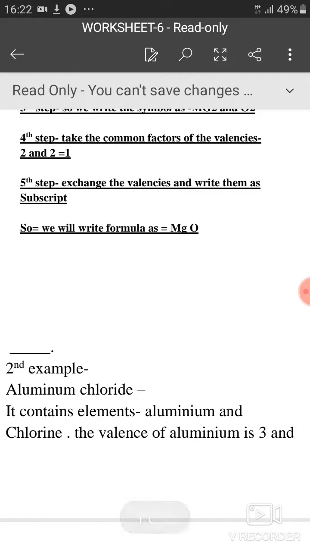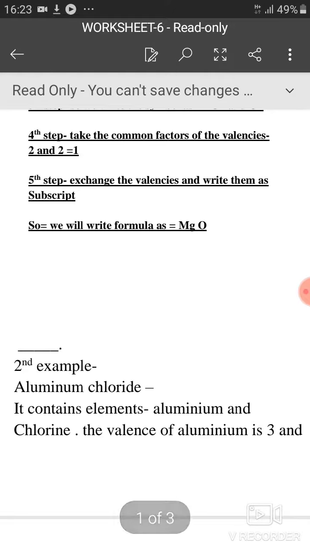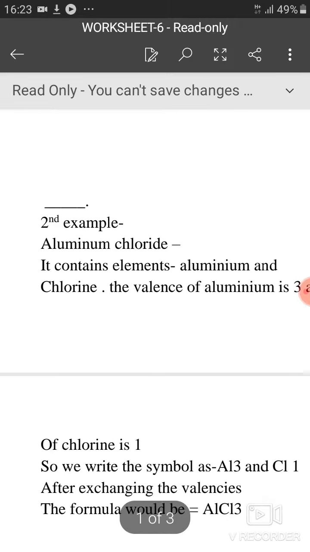So you must be knowing that aluminium chloride contains the elements aluminium and chlorine. The valency of aluminium is 3 as its atomic number is 13. So 2 plus 8 is equal to 10, and 13 minus 10 is 3. So the valency of aluminium is 3 and the same of chlorine is 1.